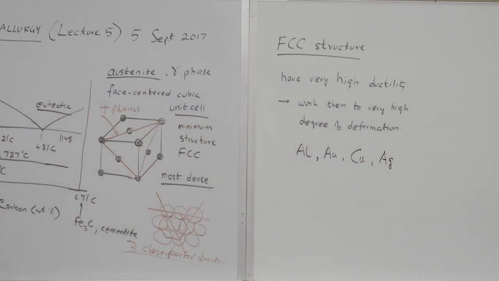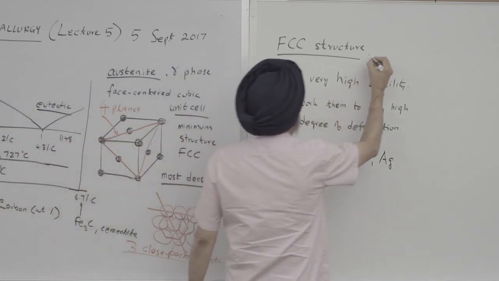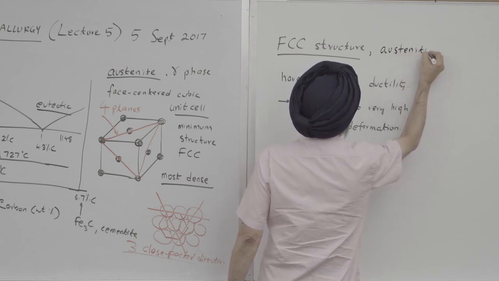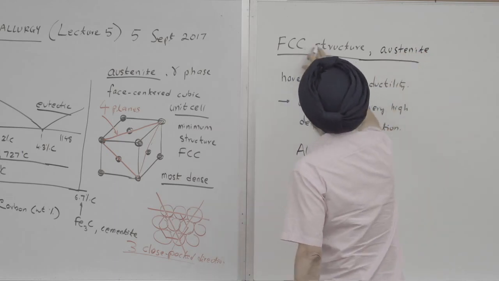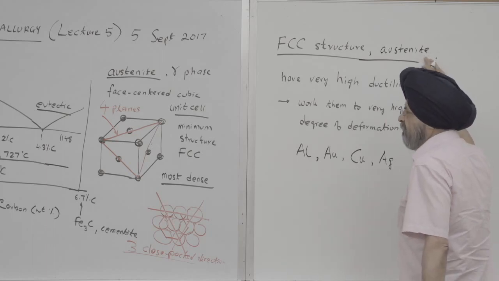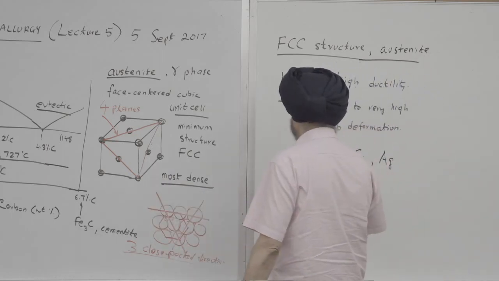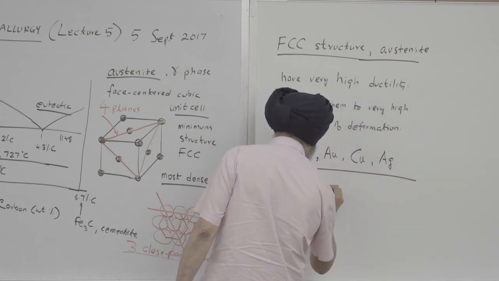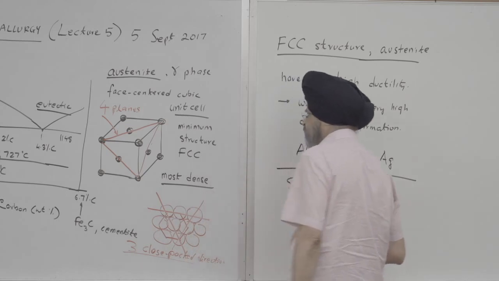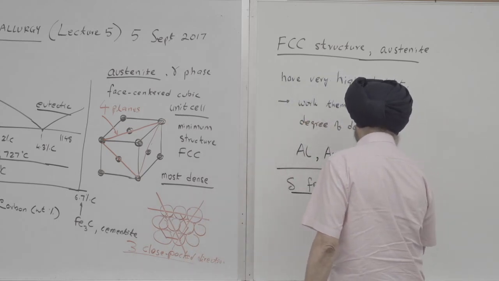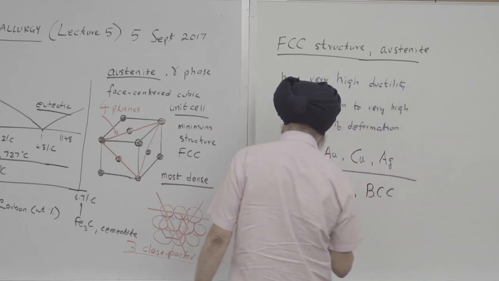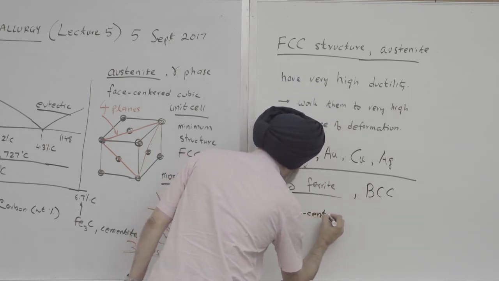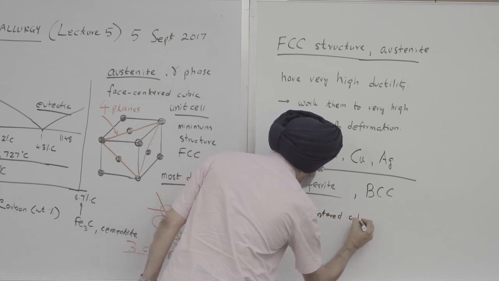Great. So gamma, our austenite, has face-centered structure. What about our delta? Delta is our ferrite. A delta ferrite, that is not FCC, that's a BCC structure. So BCC stands for body centered cubic.